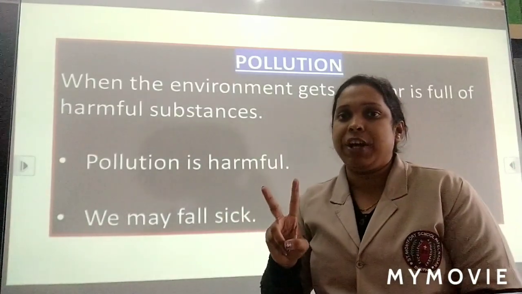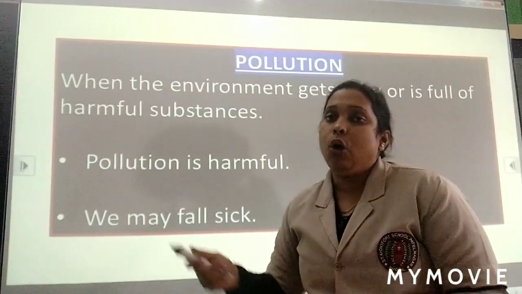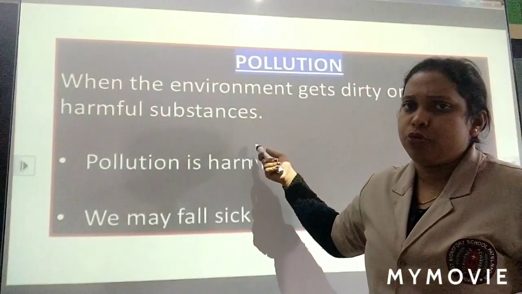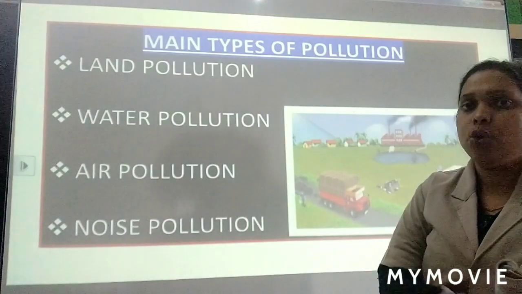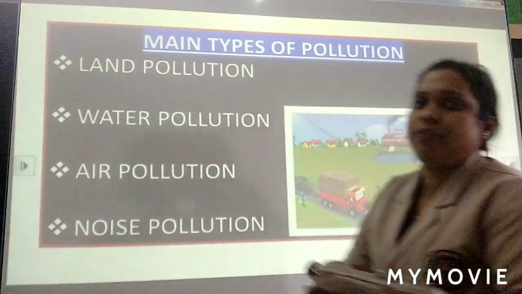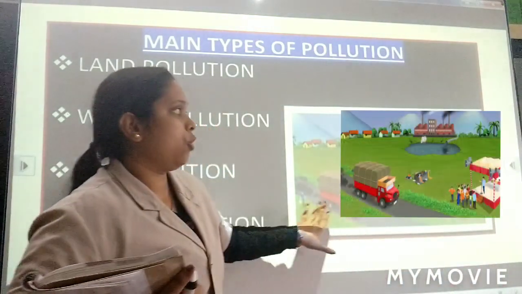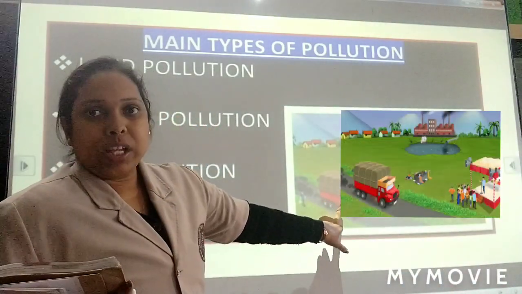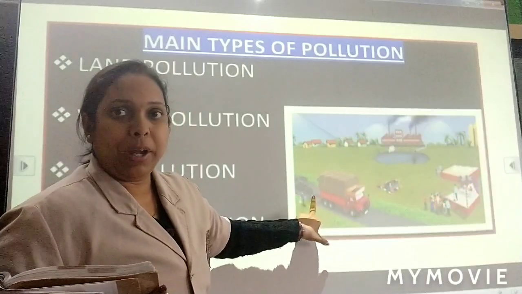So, the next term we are studying today is pollution. Now, there are many types of pollution. From the pictures you might have seen there are many types of pollution. So, in this one picture you can see a truck and smoke is coming out of the truck.